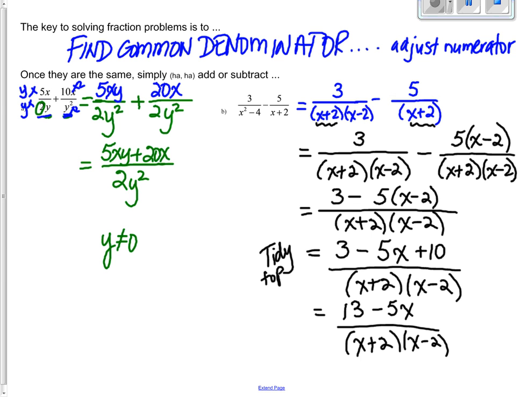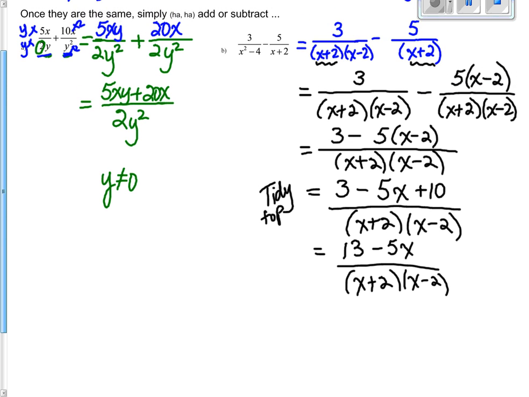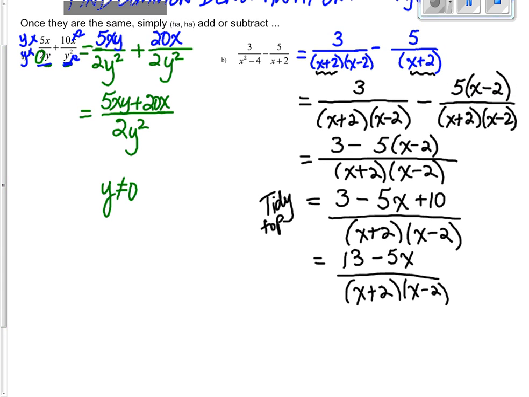I should state my restrictions. That means anywhere along the process, I can't have a 0 on the bottom. That means my common denominator has to include one of every factor that I've ever had. So your common denominator is a great place to look for restrictions. My restrictions would be x cannot be negative 2. That would give me a 0 in the first bracket. Nor can x be 2. That would give me a 0 in the second bracket. Final answer.